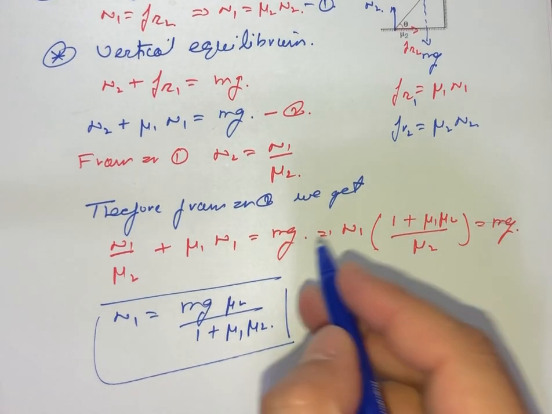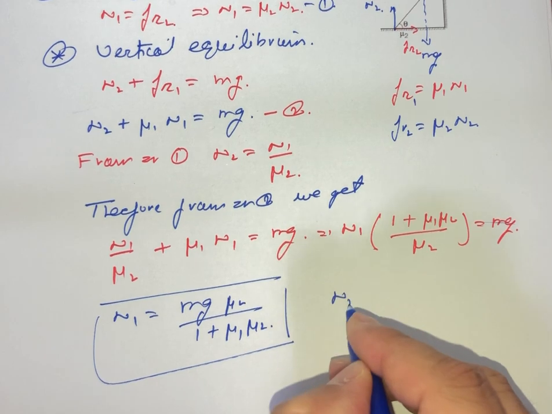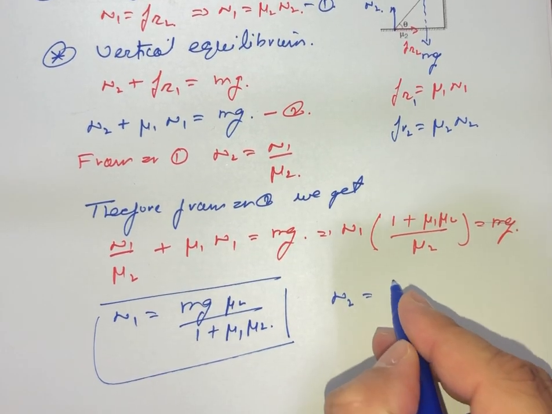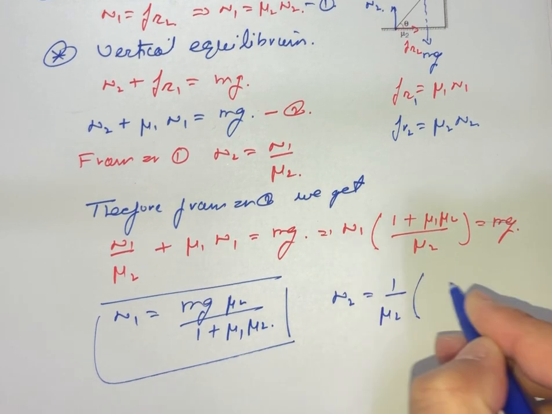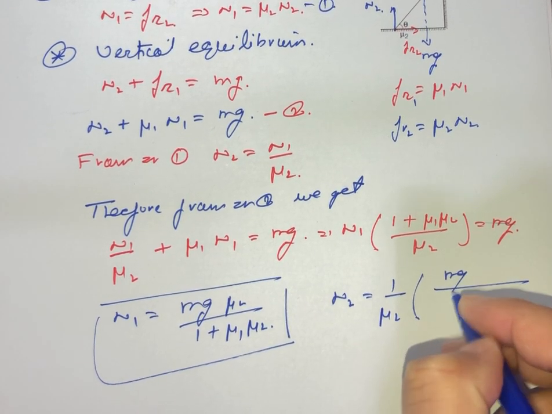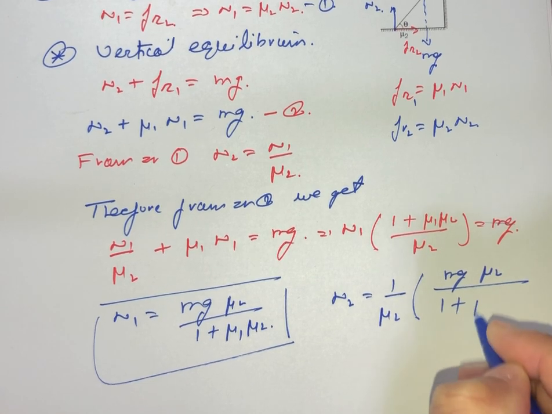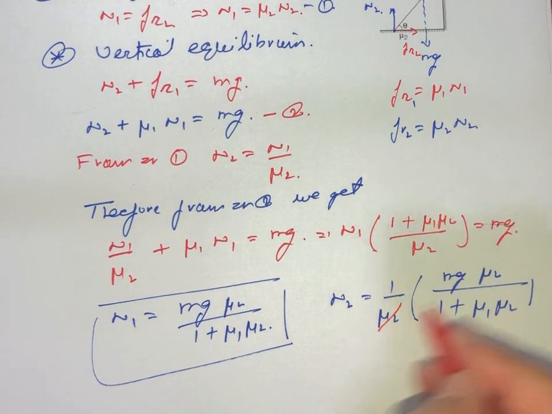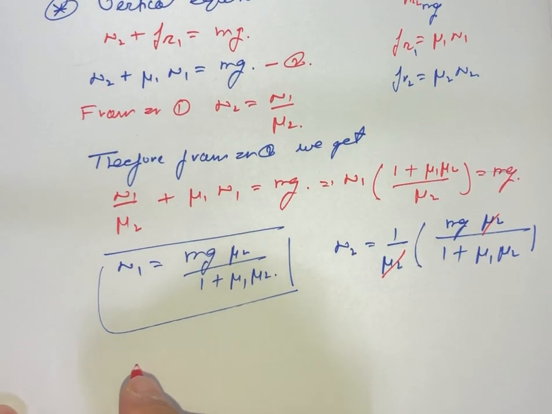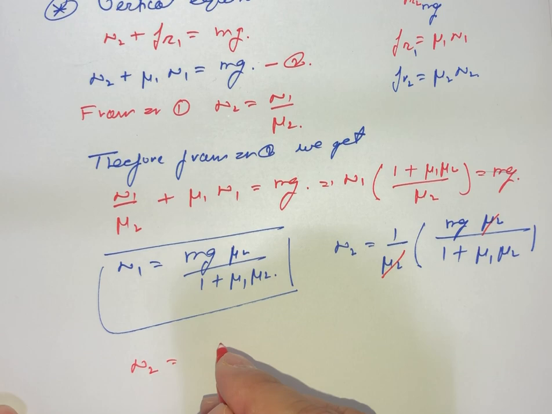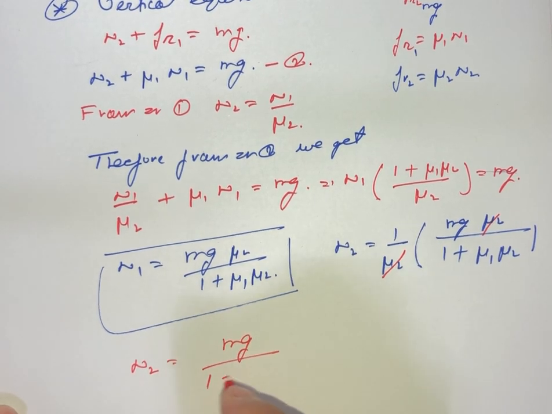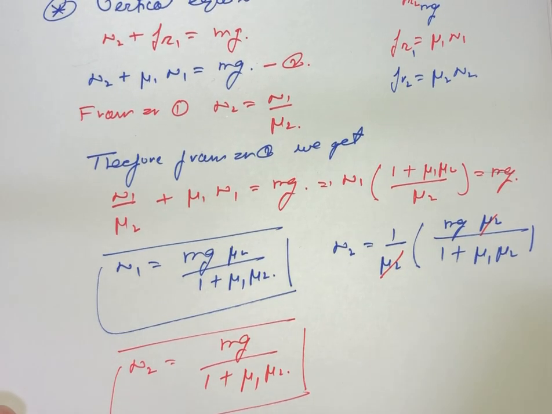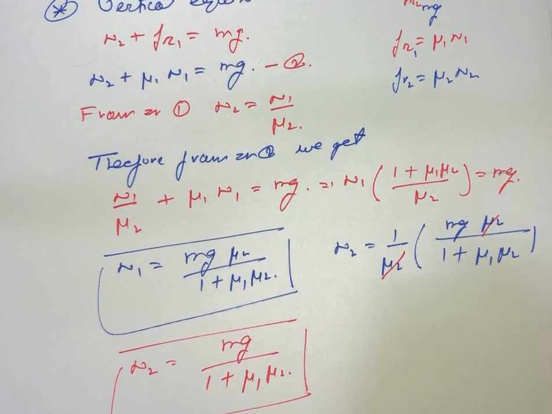And we can also find our n2. So n2 is equal to n1 divided by mu2. So we get 1 upon mu2 times mg mu2 divided by 1 plus mu1 mu2, and mu2 cancels out, so we get normal n2 is equal to mg divided by 1 plus mu1 mu2. So these are the values of the two normals.